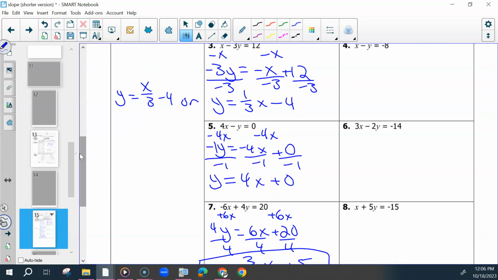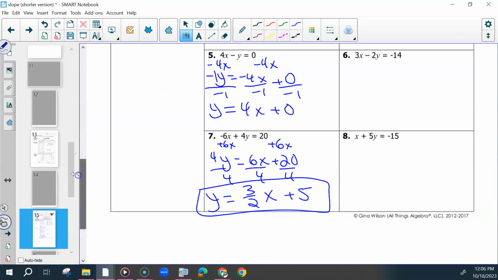Try number 6. If you finish that, raise your hand and check it. If you finish that with enough time, try 6 and 8.